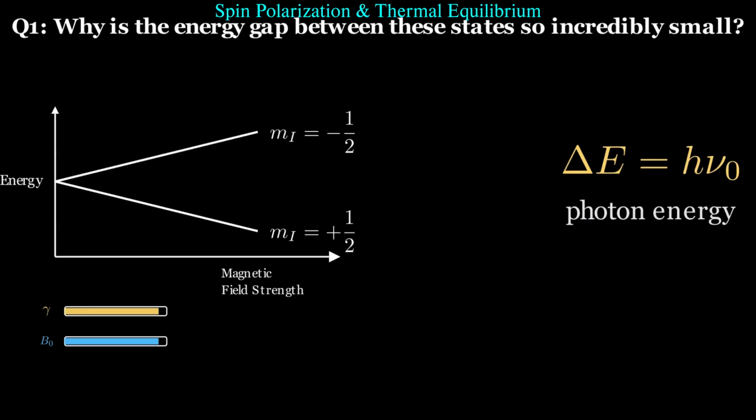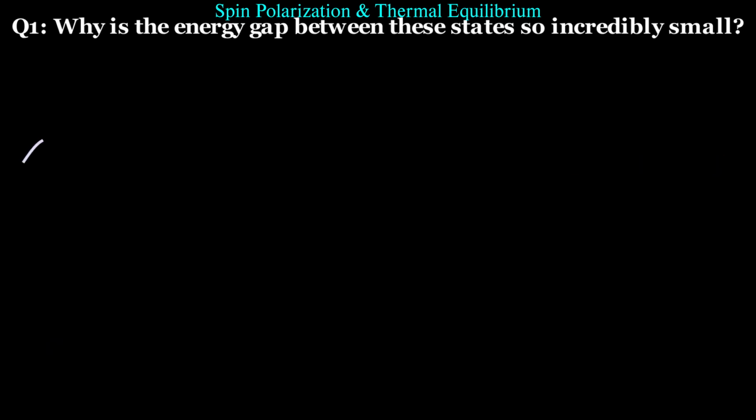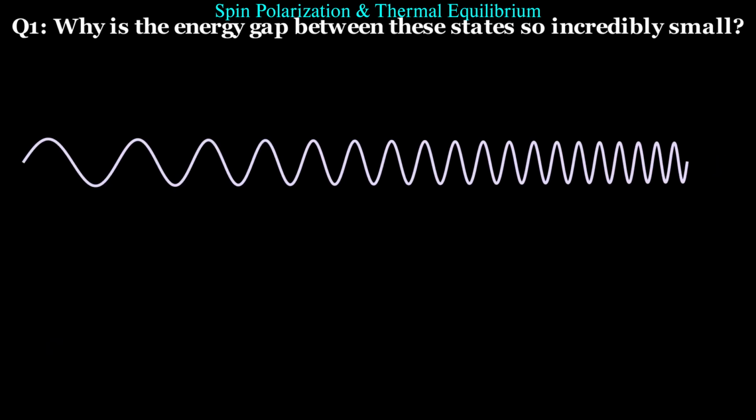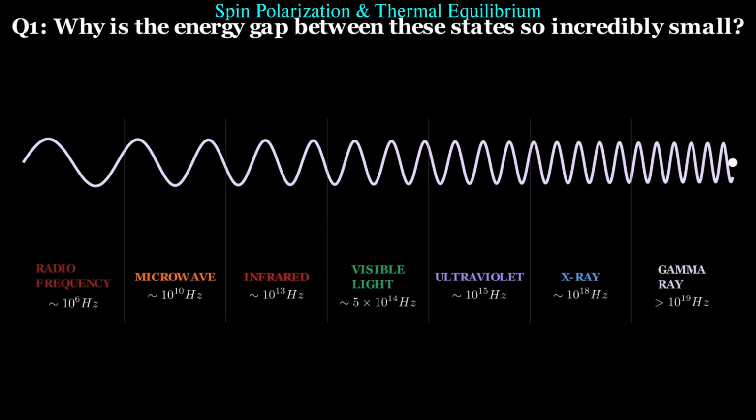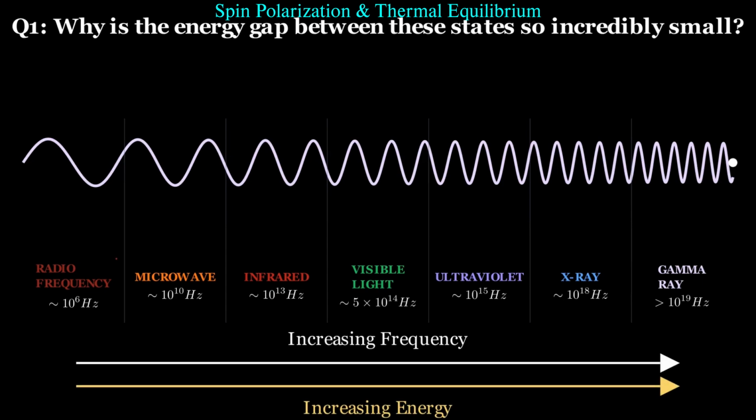So the energy needed to move a nucleus from one spin state to the other comes in packets of electromagnetic radiation. This is light. But because the nuclear energy gap is so tiny, the photon needed to complete this transition is not ultraviolet, not visible, and not infrared. It's radio frequency radiation. This is why NMR uses RF pulses. The RF pulse supplies the needed electromagnetic radiation with the correct photon energy that matches that tiny gap between the nuclear spin states. And when that match happens, the spins can absorb energy and be driven away from equilibrium.